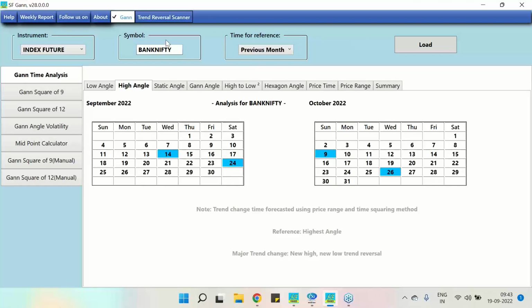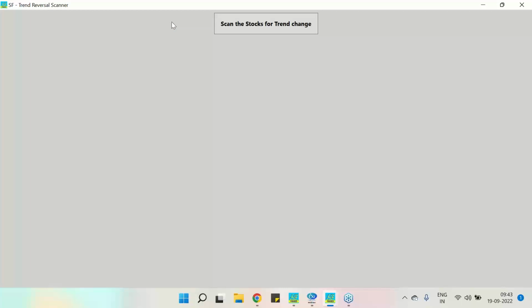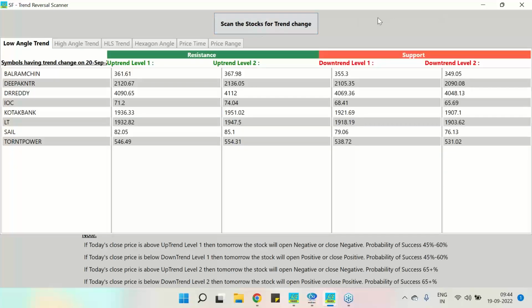So he will explain to you about the trend reversal scanner. Trend reversal scanner we have. First we have to scan the stocks for trend change which will happen tomorrow. So first we have a low angle tab, high angle and HLS, all we have. Here we have mentioned symbols having trend change on 28th September, which is tomorrow.